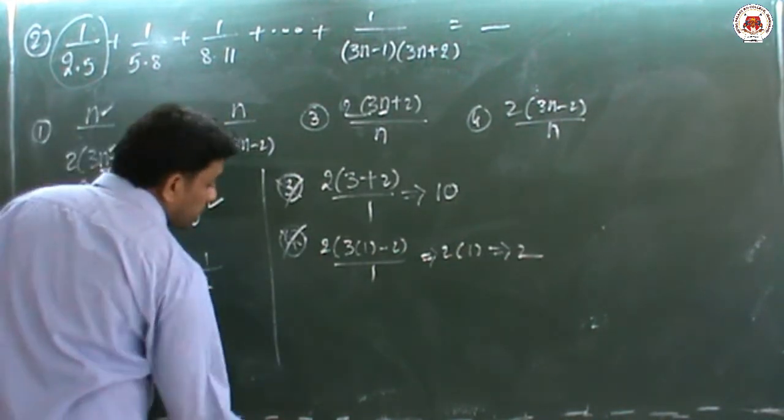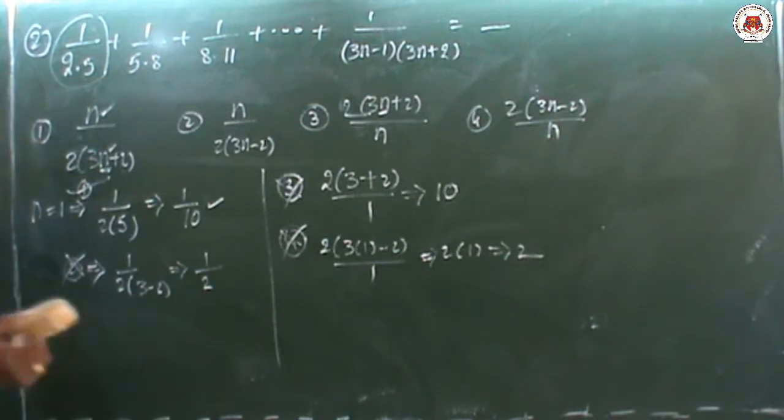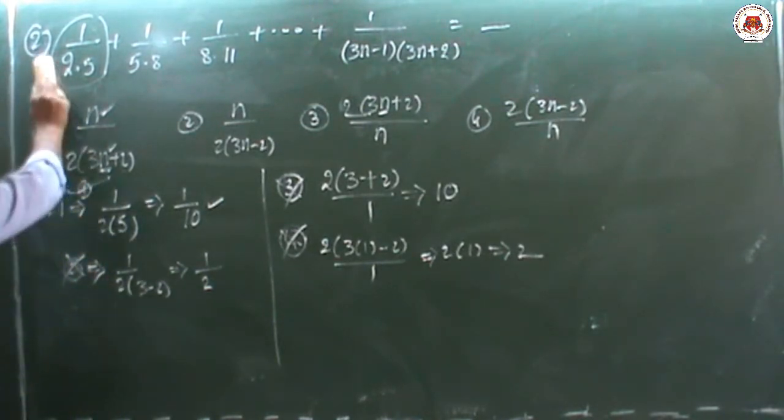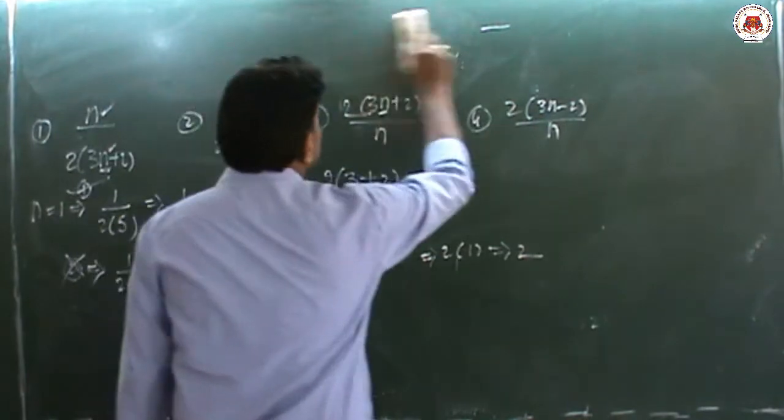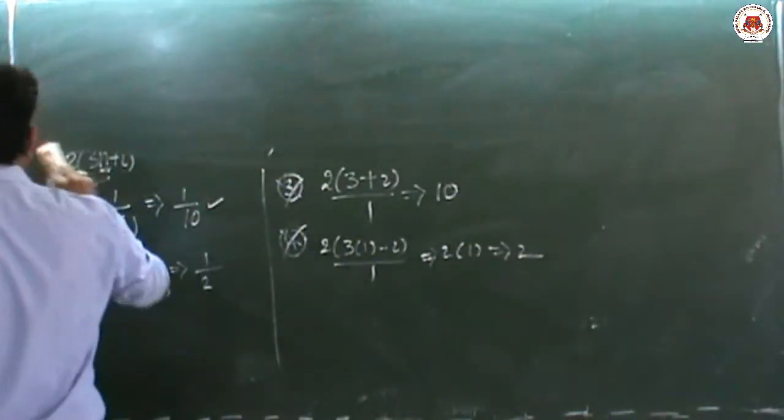So in this manner children, for Karnataka CET, there are compulsory questions on this model. Okay, now we go to the next question on this model.